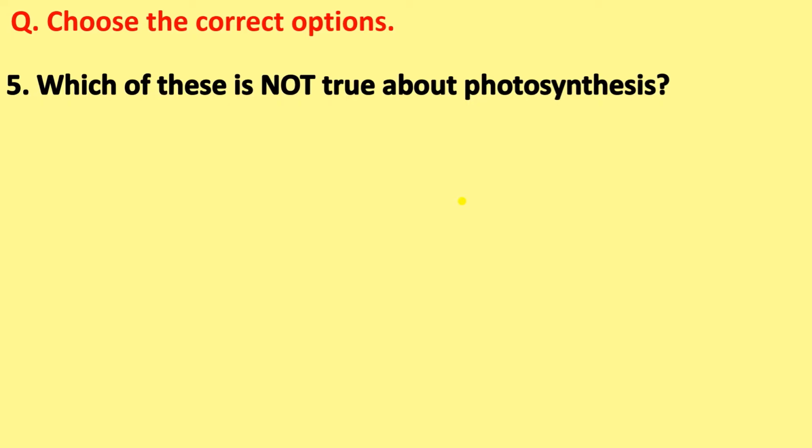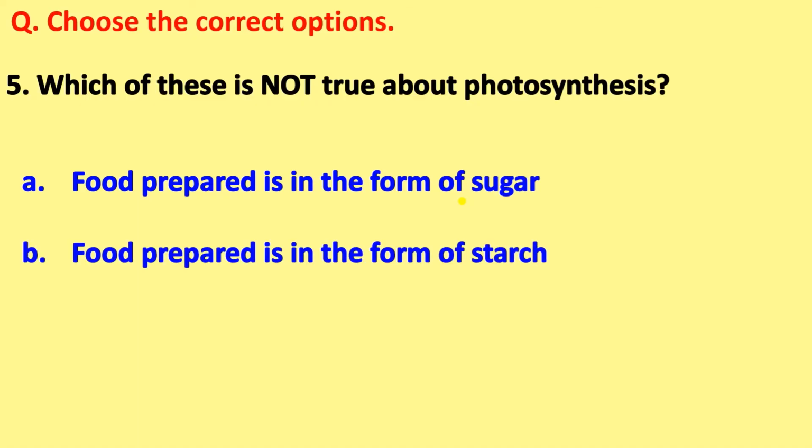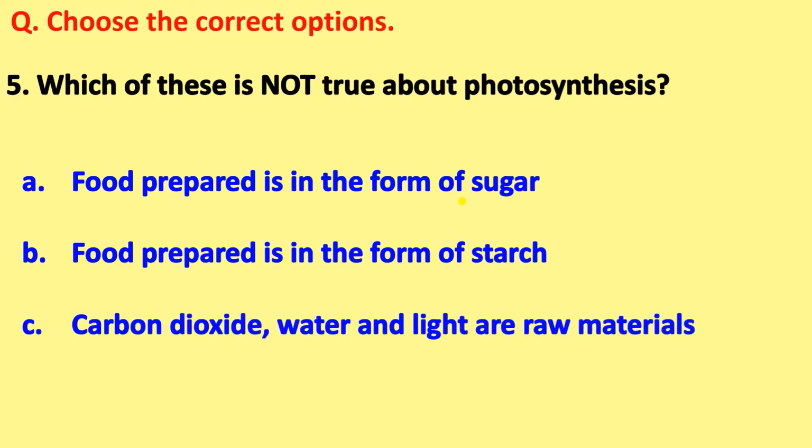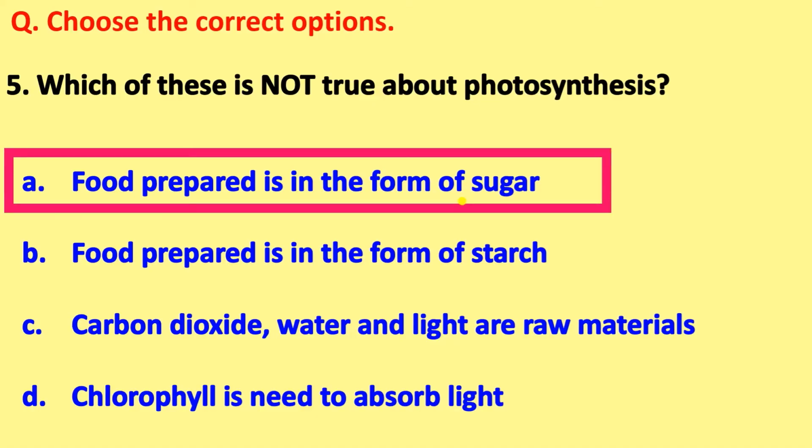Next, which of these is not true about photosynthesis? Look at the options. Food prepared is in the form of sugar. Food prepared is in the form of starch. Carbon dioxide, water, and light are raw materials. Chlorophyll is needed to absorb light. Which is not true about photosynthesis? Correct answer is food prepared is in the form of sugar.